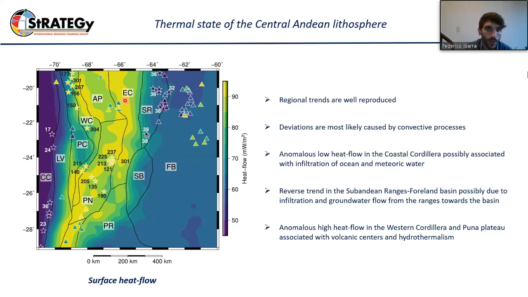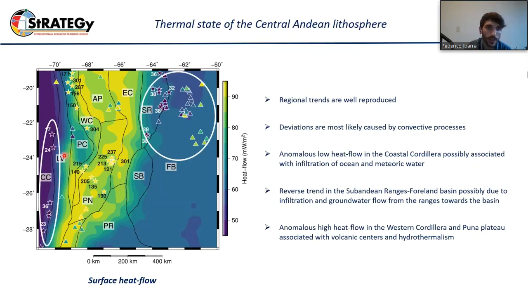are well reproduced, with high model and measured heat flow in the central domain, the orogen, and low heat flow in the coastal cordillera and the forearc, and intermediate heat flow in the foreland. These misfits or deviations from measurements could be explained by convective processes.